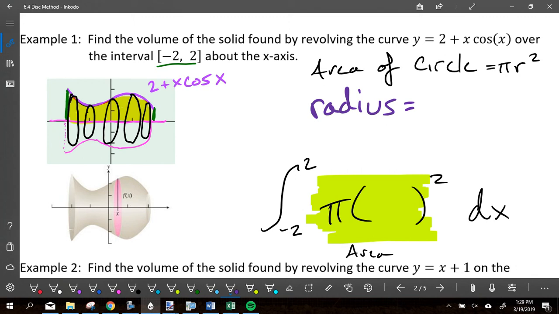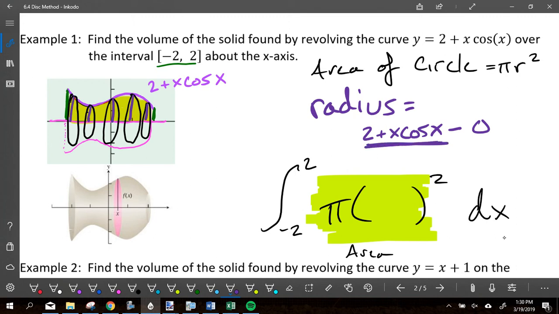What do I make the radius of my circle from? From what line to what line are you going to make your radius? From here to here, from here to here, from here to here. Would you agree that these are the radiuses of my circles? Those went from 2 plus x cosine x. That's the top line, because we always go top to bottom, or we could go right to left, but that's not for this graph. Top minus bottom, what's my bottom going to be? 0. That's my equation. Obviously, I don't need the -0.